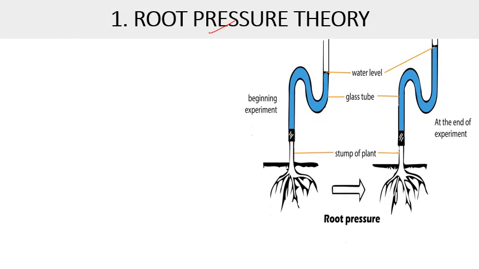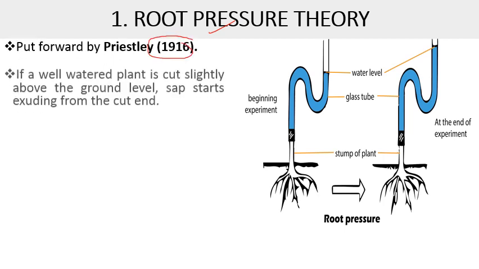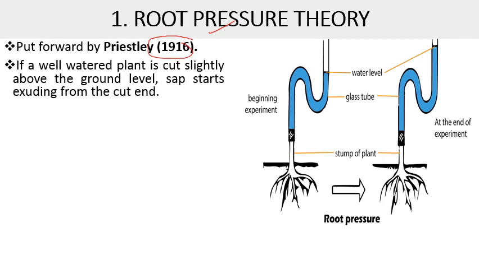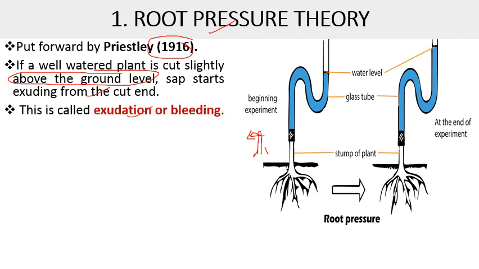This theory was given by Joseph Priestley in 1916, and he observed that if a well-watered plant is cut slightly above the ground level, sap starts exuding from the cut end. If we cut a well-watered plant near the ground surface, the fluid oozes out. This is called exudation or bleeding.